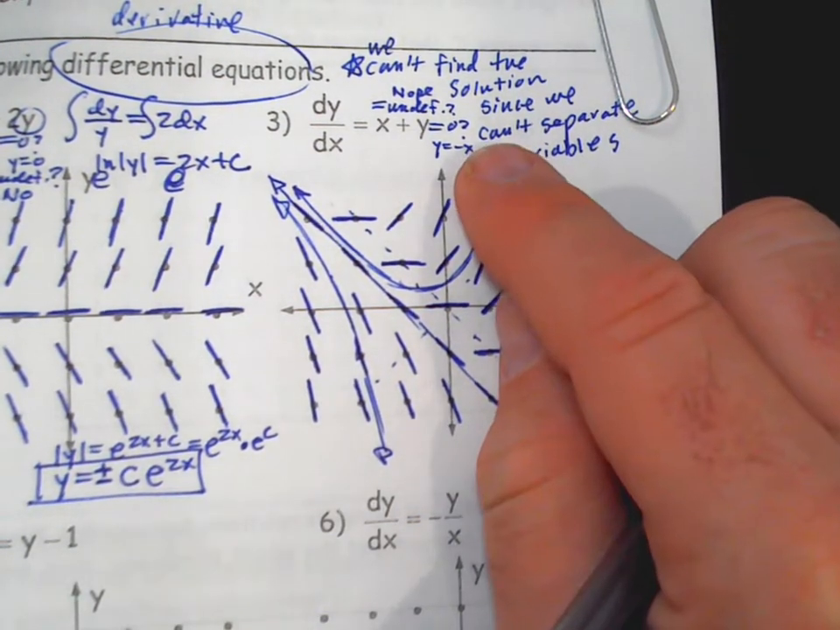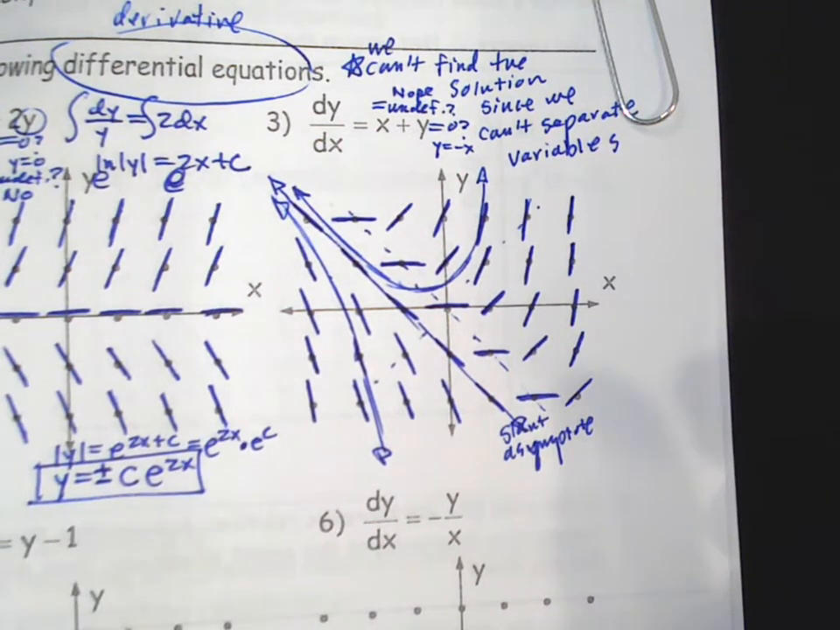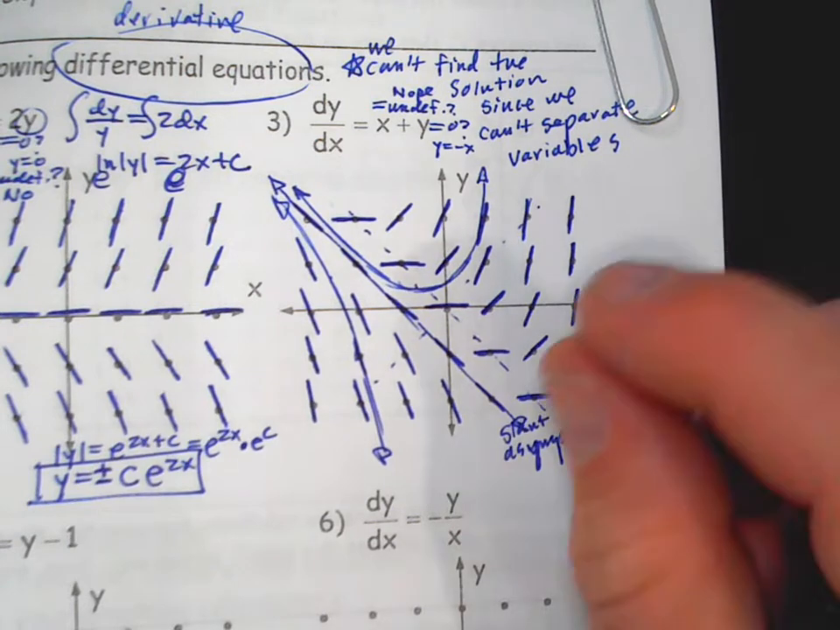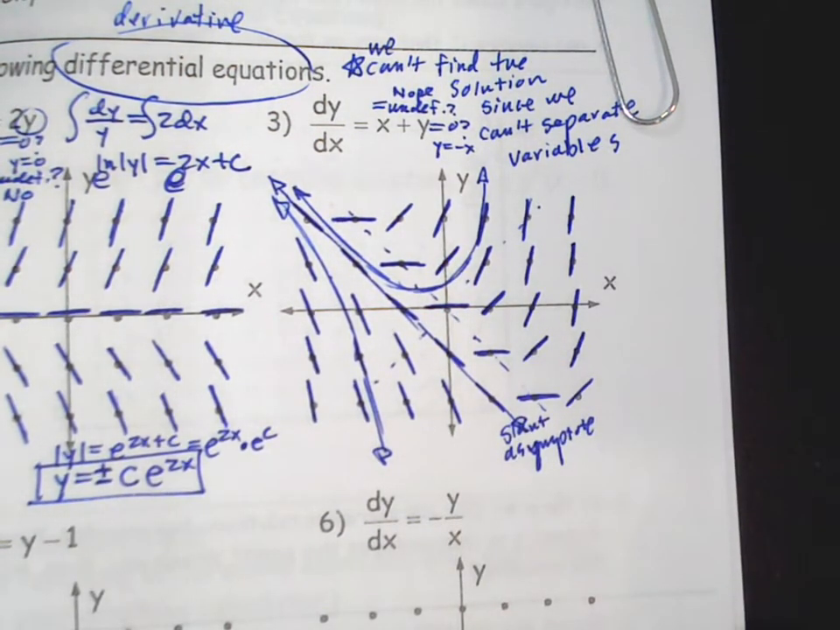We can't separate the variables here. You just can't do it. It only can involve multiplication or division to get the x's and y's and dy's, dx's. That plus right there is going to cause problems.